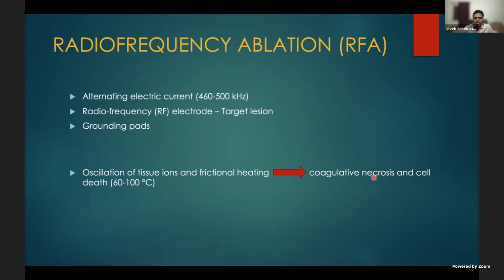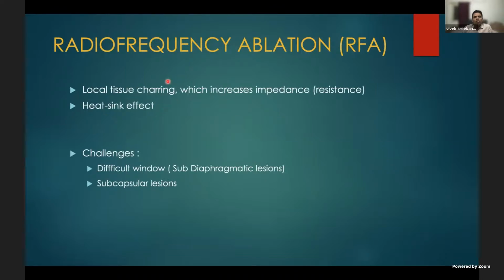But one downfall of this frictional heating, the oscillation of the tissue ions and the coagulative necrosis, is that it causes charring within the tumor. Once it causes the local tissue charring, the heat is not dissipated across the tumor, which increases the resistance and also increases the impedance.